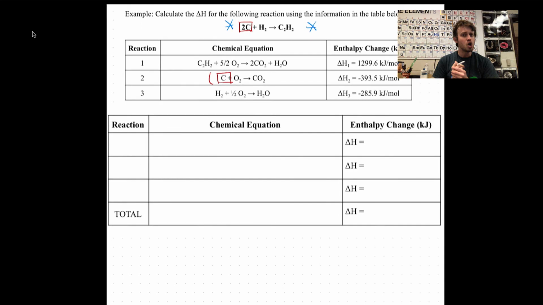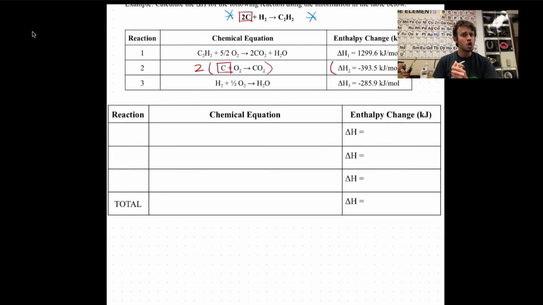So I need to multiply that by 2, which means that I also need to multiply my delta H by 2. So I'm going to rewrite reaction 2 to be that, and I'm going to multiply my delta H by 2.